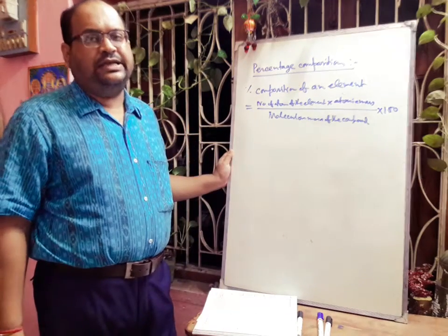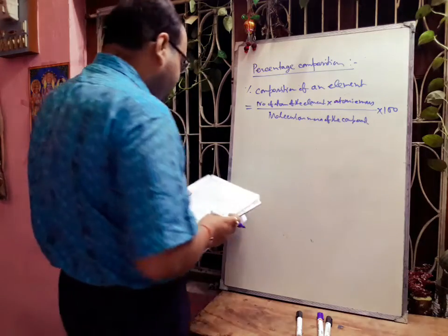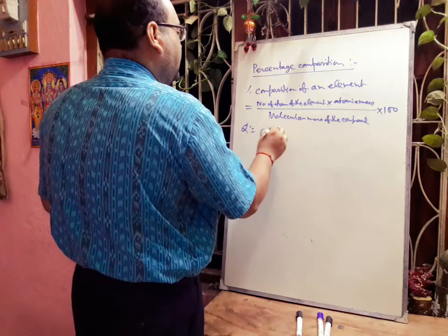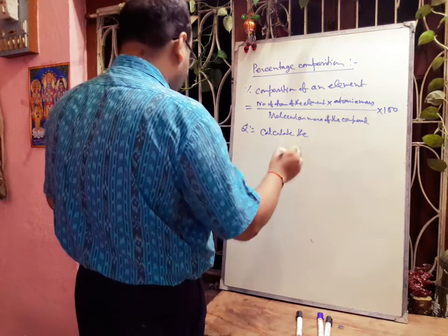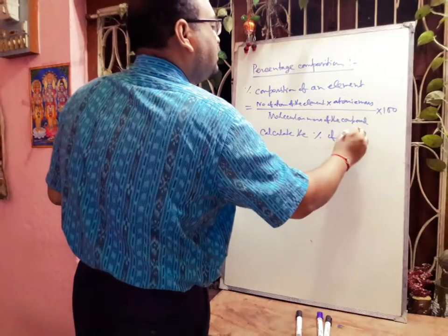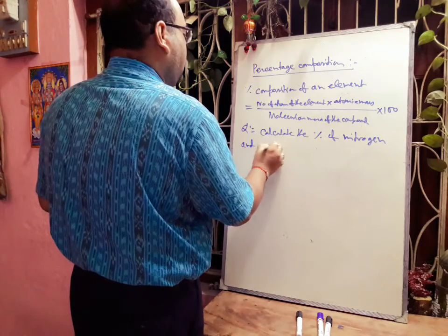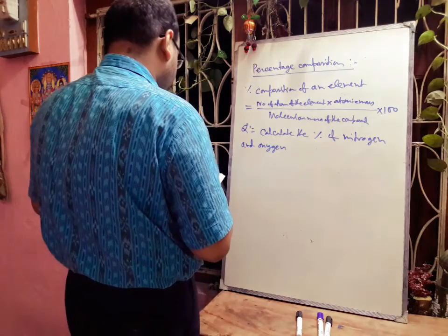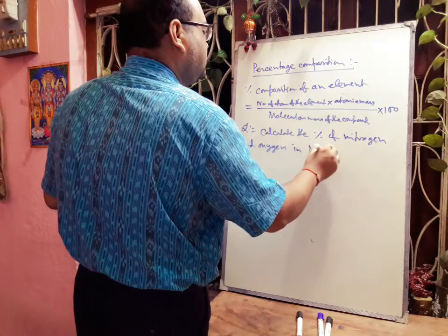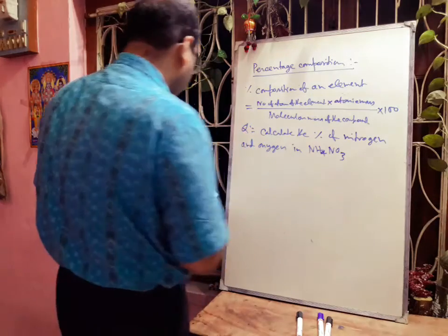If I discuss one example, then you can easily understand. Question is given that: calculate the percentage of nitrogen and oxygen in ammonium nitrate, NH4NO3.